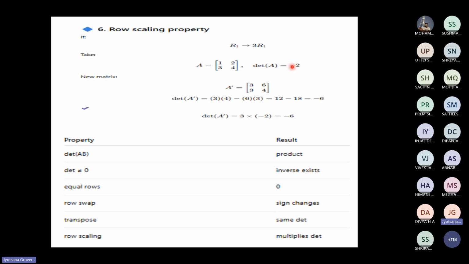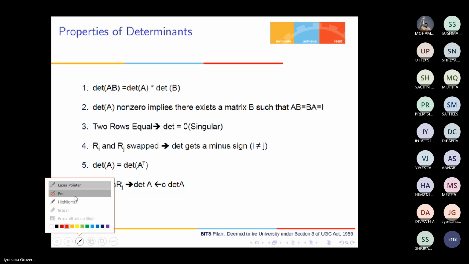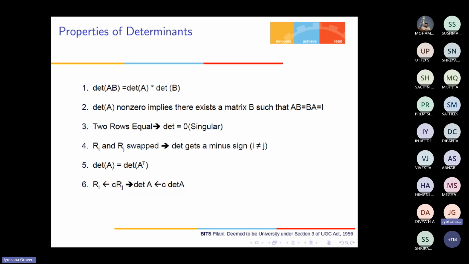So what we have is this property. If you multiply any row with C, the determinant will also get multiplied with C.